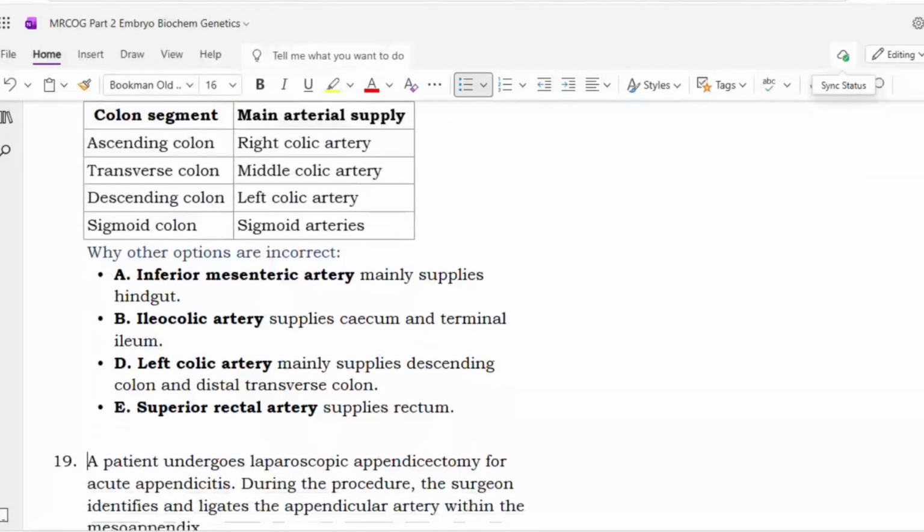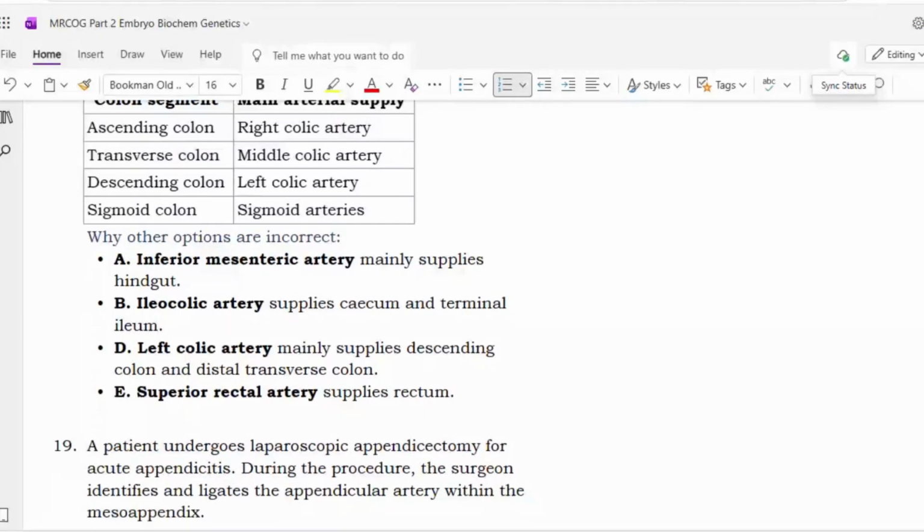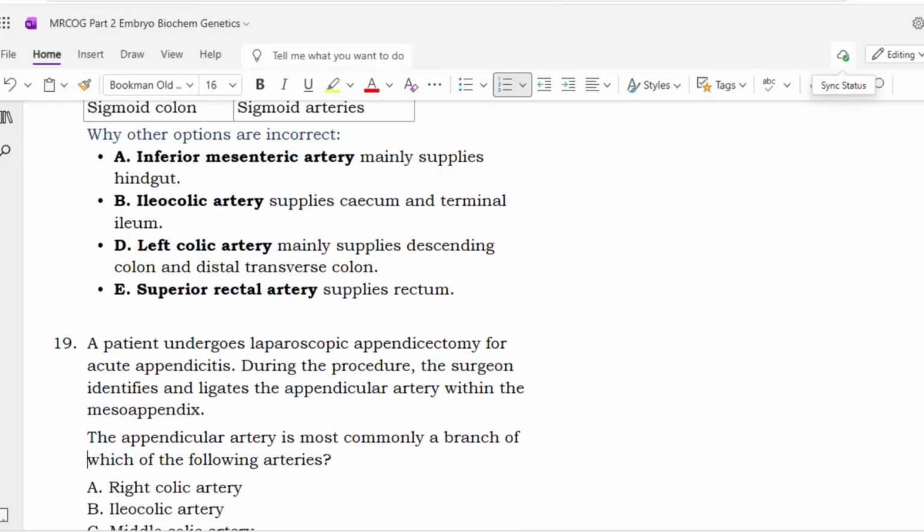So why are the other options incorrect? Inferior mesenteric artery mainly supplies the hindgut. Ileocolic artery supplies the cecum and the terminal ileum. Left colic artery supplies the descending colon and the distal transverse colon, and superior rectal artery supplies the rectum.